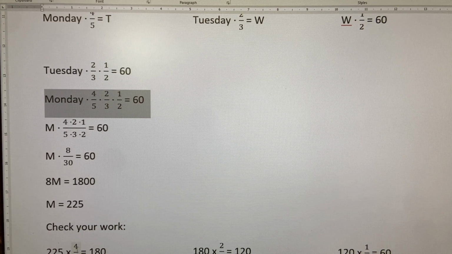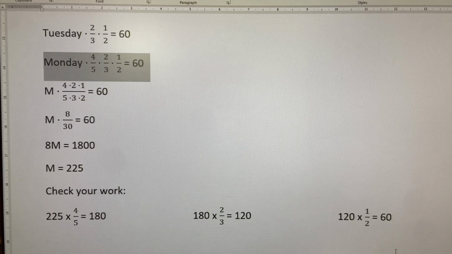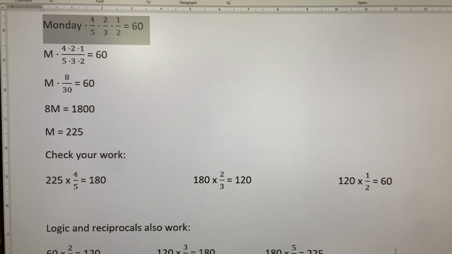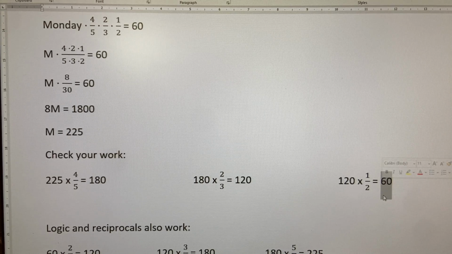225 lessened by 1/5 of it is 180. 180 lessened by 1/3 of it is 120, and half of 120 is 60. So besides algebra and guess and check in Excel, there is one other thing that works. It is logic and reciprocals of fractions. See, if you ended up with $60 after spending half of your money, and you have $60 in your hand, you must have started with $120.